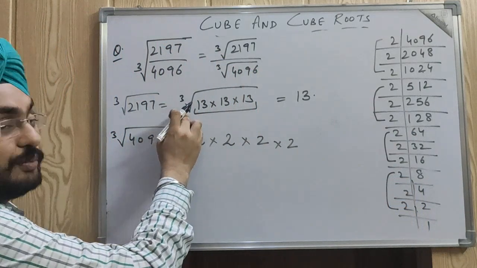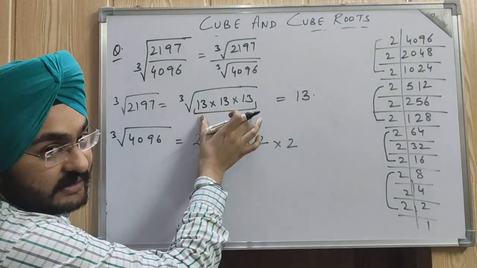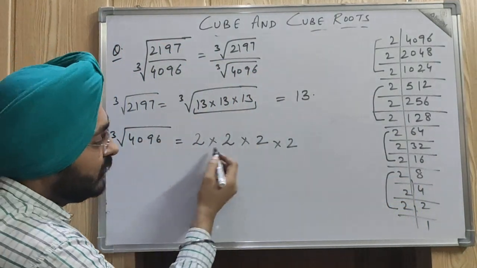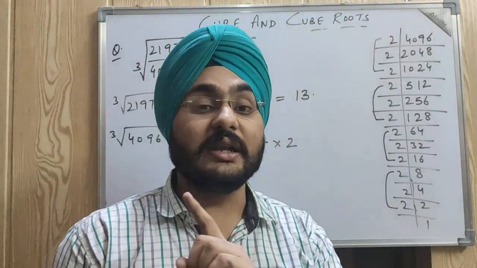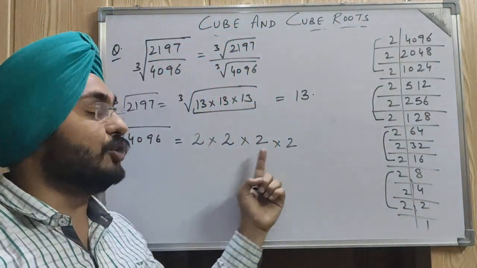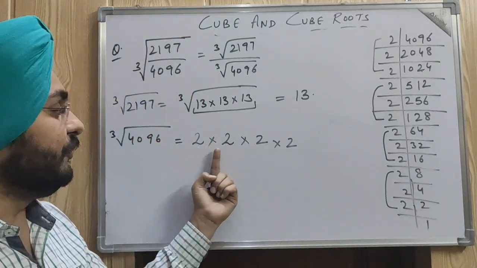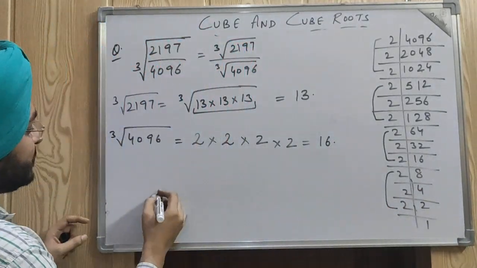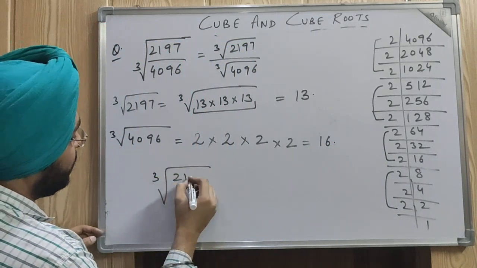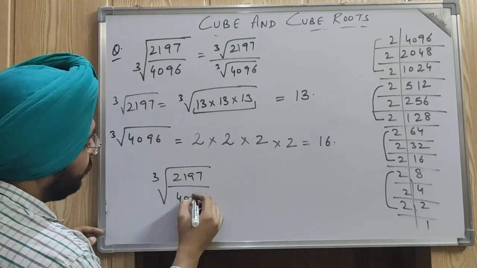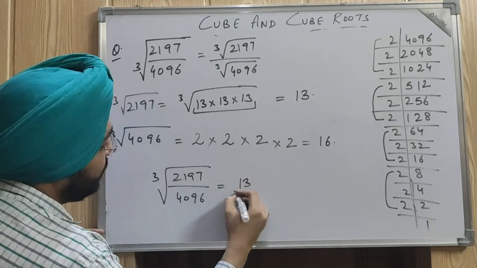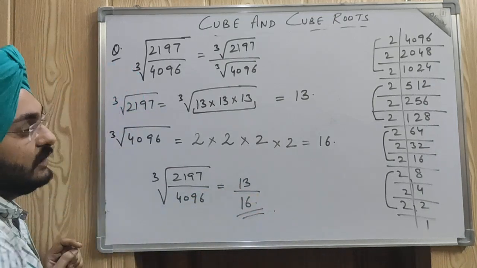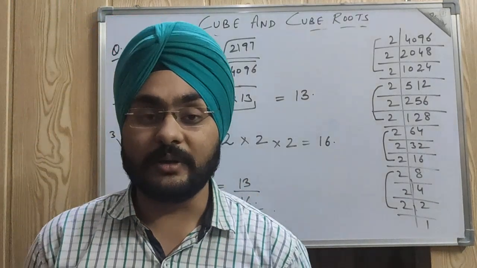Here I have written the cube root since I had written all the factors, but here I have written just the triplets only, so there will be no cube root sign here. So 2 into 2 is 4, 4 into 2 is 8, 8 into 2 will be 16 here. So the cube root of 2197 divided by 4096 will be what? 13 by 16. I hope this is clear. Coming to the next question now.